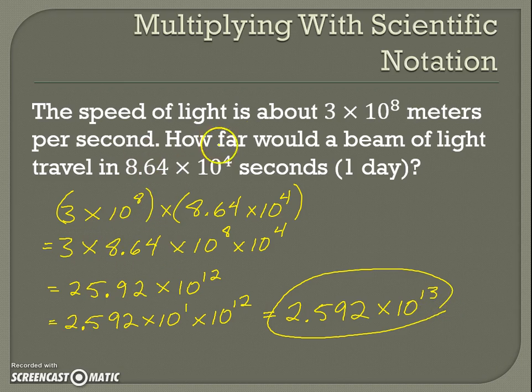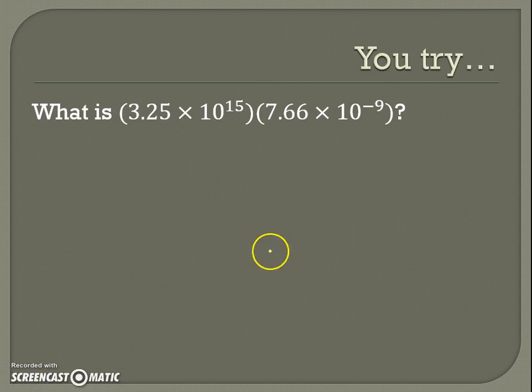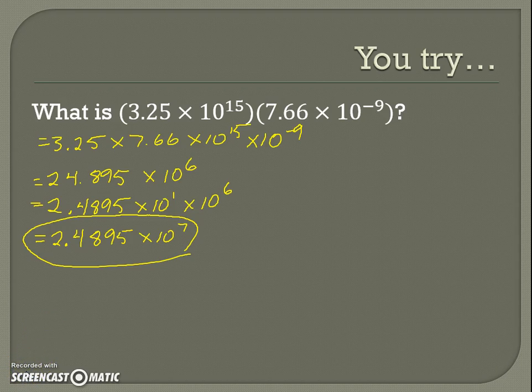Make sure you take your time on writing the notes on this one and really try to understand it, because this is one where people overcomplicate it. So make sure you're paying attention here. All right, so here's one for you to try. The answer will be up in 3, 2, 1. All right, so here's what I got: 2.4895 times 10 to the 7th. So let's keep moving here.